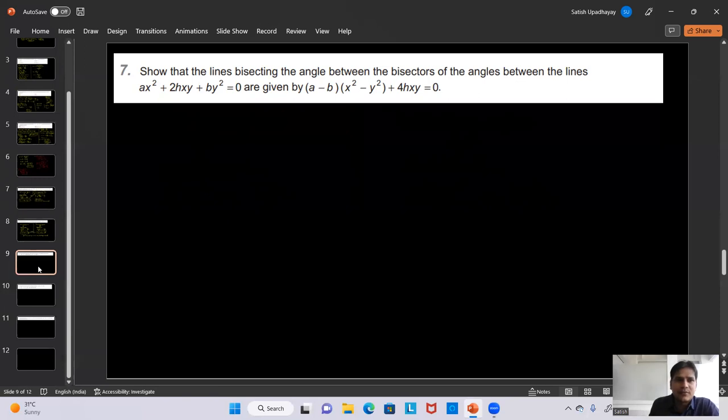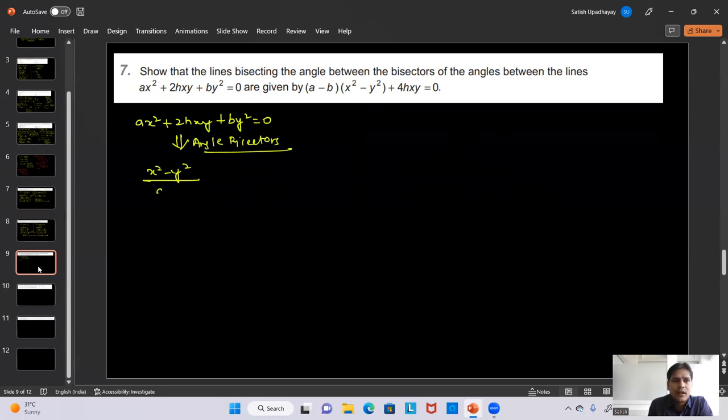Okay, so first let me write this equation: ax² + 2hxy + by² = 0. Okay, now what we have to write? We have to write the angle bisector for this. If we write the angle bisectors for this, it will be (x² − y²)/(a − b) = xy/h. Is it okay?